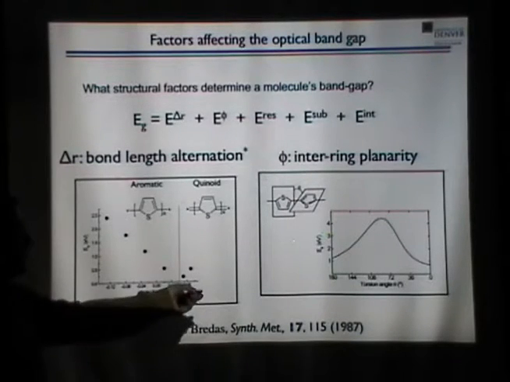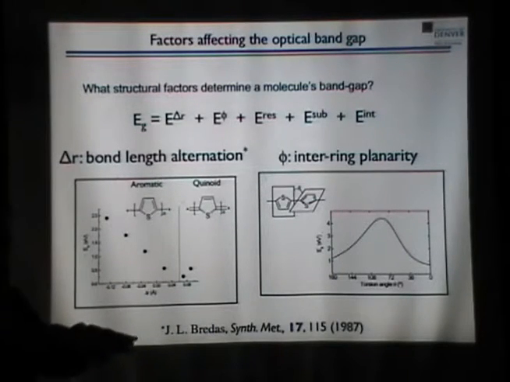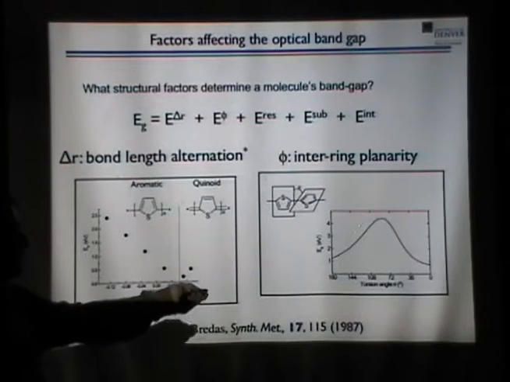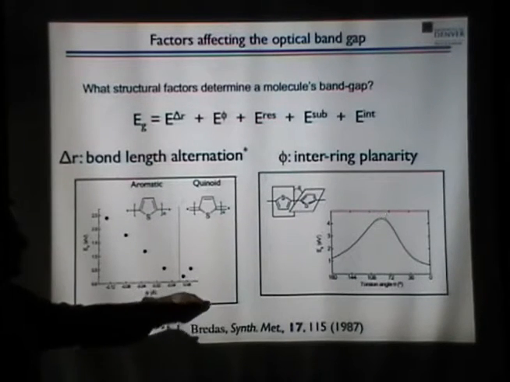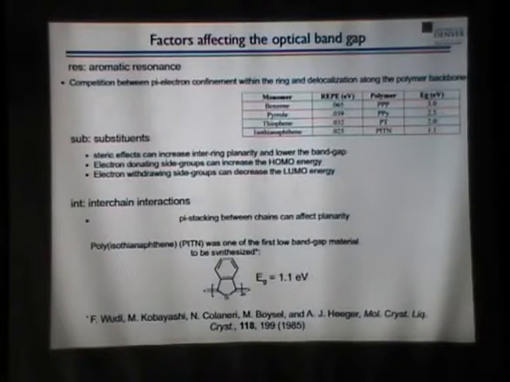Another one is interring planarity. So you have two conjugated molecules, two thiophenes, or these could be benzenes, and ideally, you want them lined up parallel, right? If you twist them out of the plane, so you have some torsion angle, then the band gap goes up. But you would prefer them to be parallel.